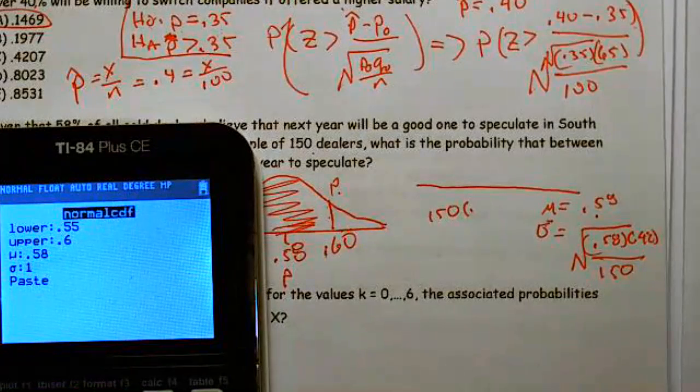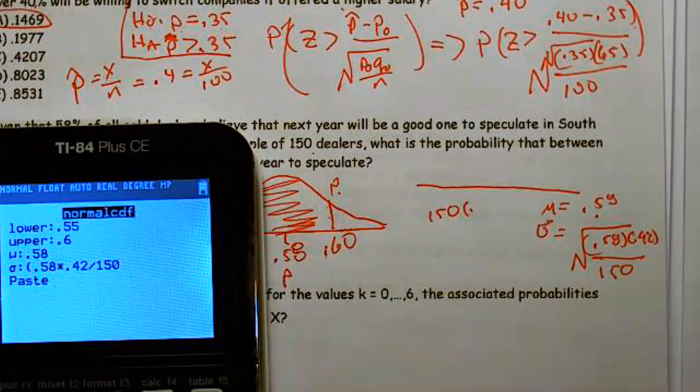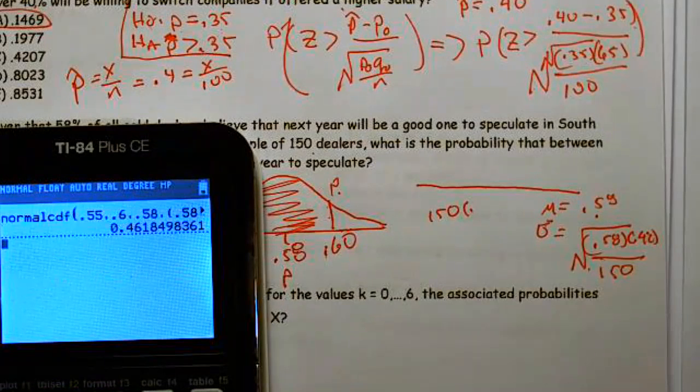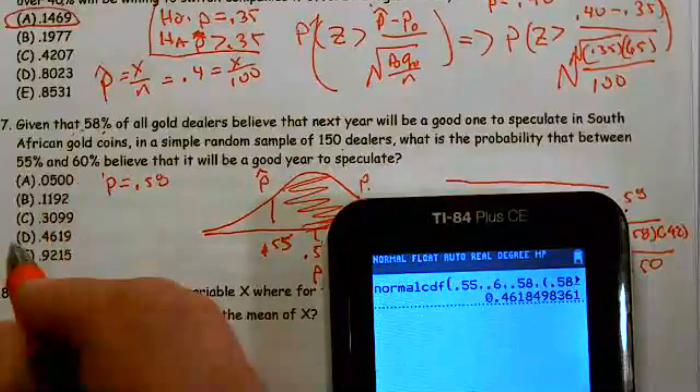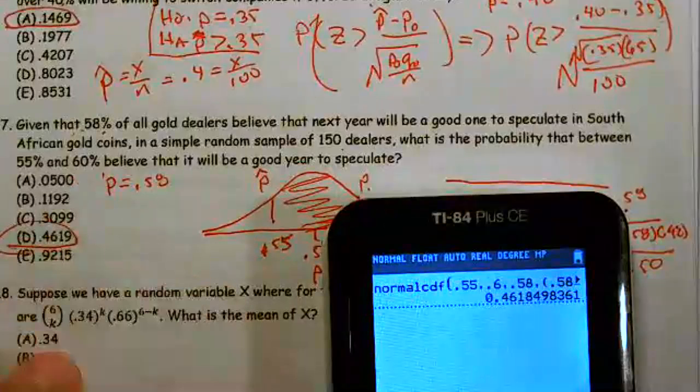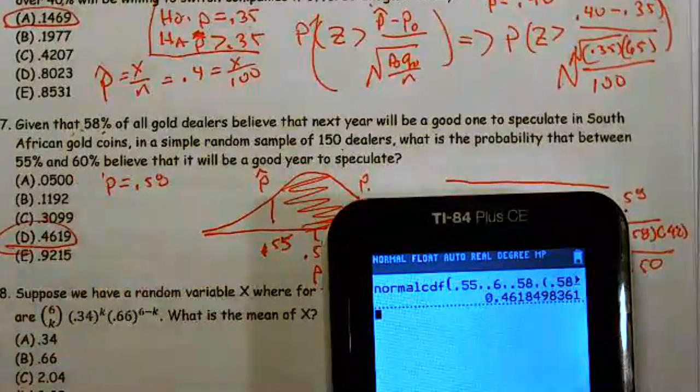So I'm going to go parenthesis 0.58 times 0.42, divide that by 150. I'm going to close my parenthesis, and I need to take the square root, so I'm just going to raise that to my half power. And I end up getting this value of 0.4619. Now, some of you probably don't like that a bit, and that's fine. I'm going to show you a different format.